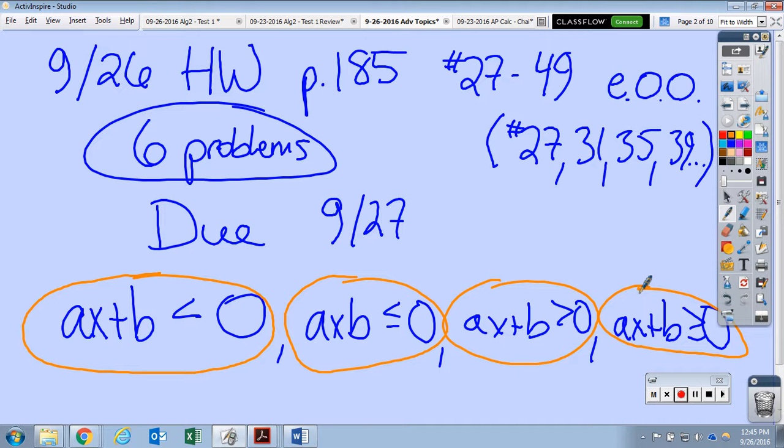You don't really have to worry about what's in orange here. That's just, again, a general form for linear inequalities, single variable. Alrighty, moving on.